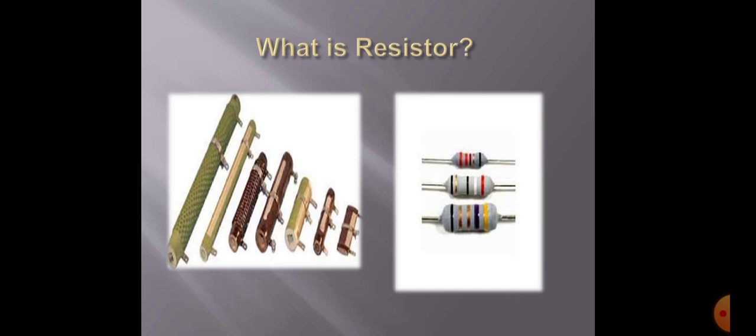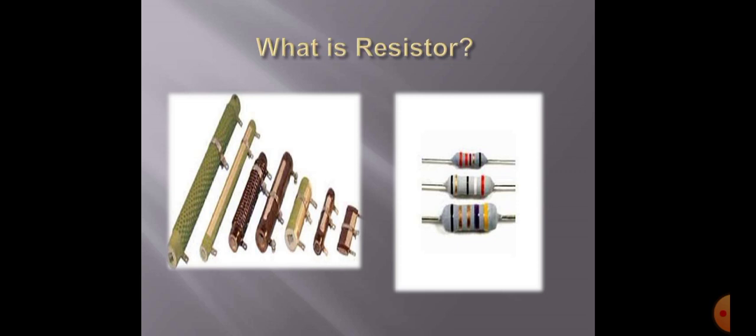Today we'll start our first theory lecture outcome, that is electronic component. The components used in designing and assembling an electronic circuit are called electronic components. The electronic components are divided into two types: passive components and active components.